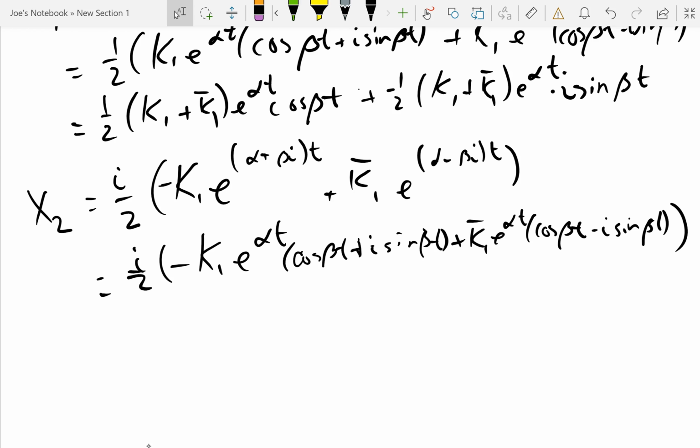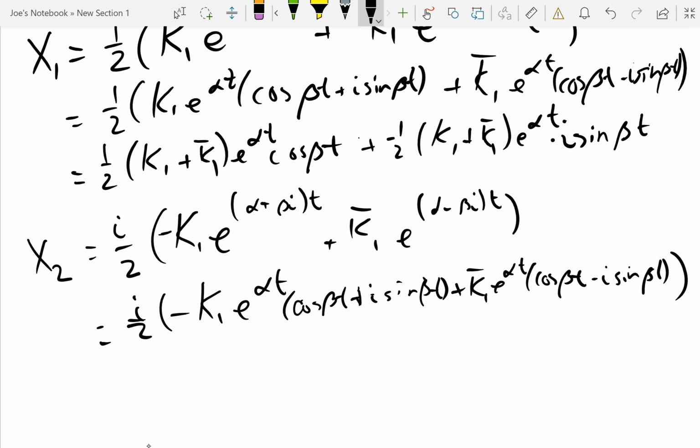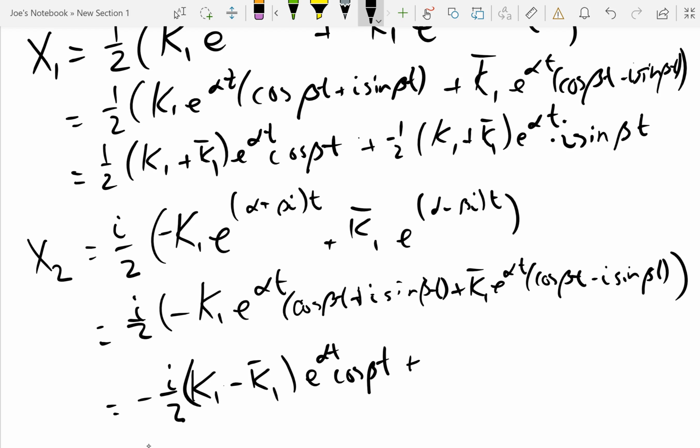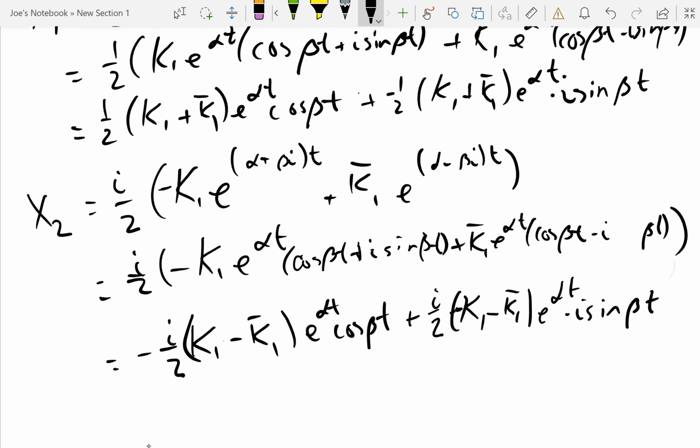All right, so if we look at this rearrangement here, this is negative i over 2 times k1, let's factor this out, and k1 minus k1 bar e to the alpha t cosine of beta t, and then this will be plus i over 2 negative k1 minus, or yeah, minus k1 bar e to the alpha t times i sine of beta t. So I could have factored that negative out in front as well.